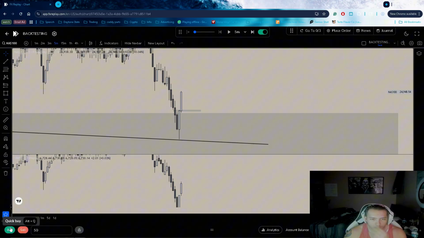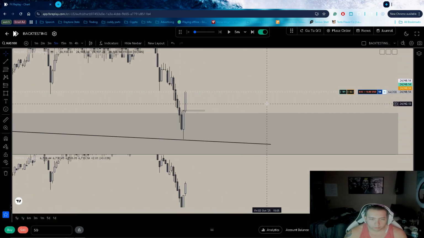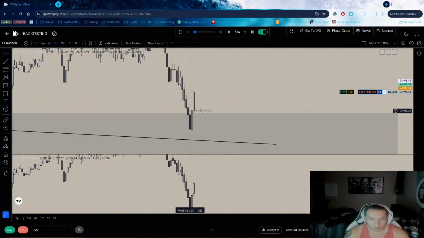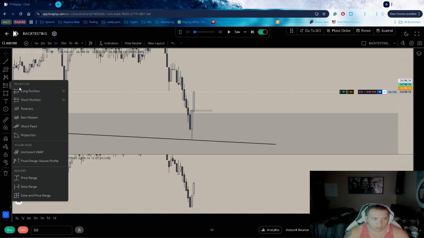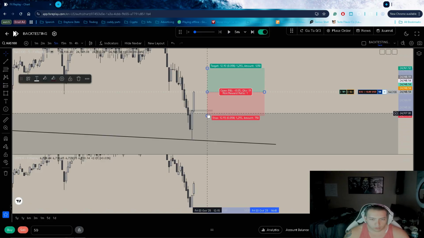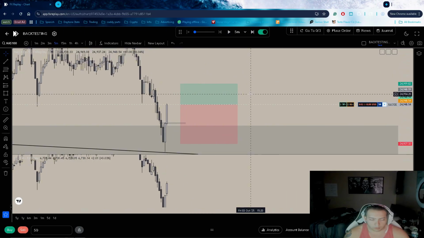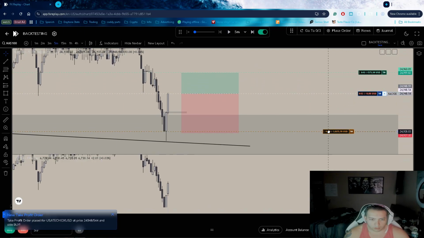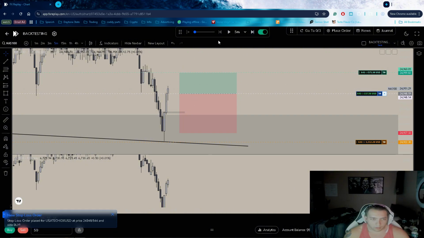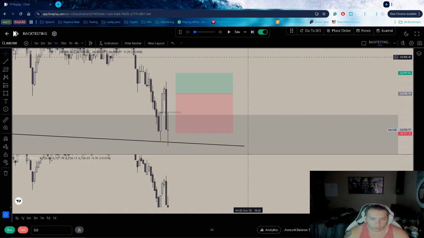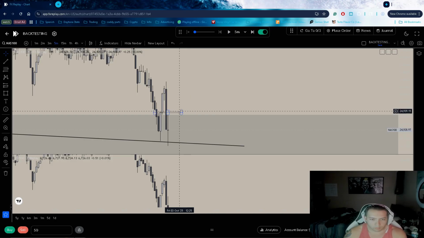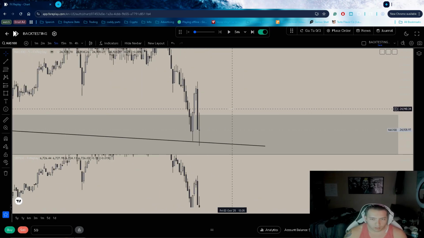Maybe you could take this. I wouldn't take it necessarily. A, it's almost lunch session. B, the fair value gap is quite small, and the risk reward sucks, like way worse than usual. Look at that. Take profit here, at the wick. Like I said, it's just not the best time to take a trade.